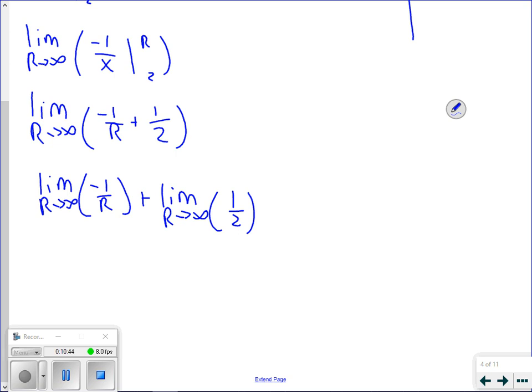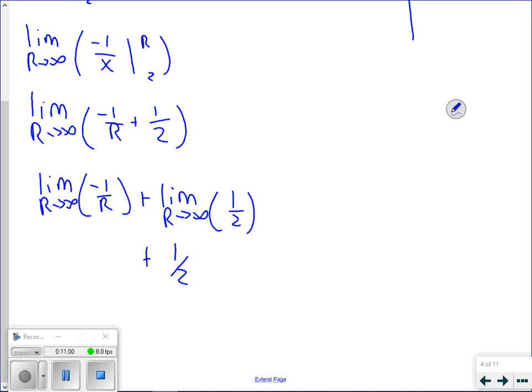Okay. All right, so if you take the limits of each of these, the limit of the right side is just 1/2 because it's just a number. Now, what about the one with r in it? So negative 1 over r. What happens as we approach infinity?